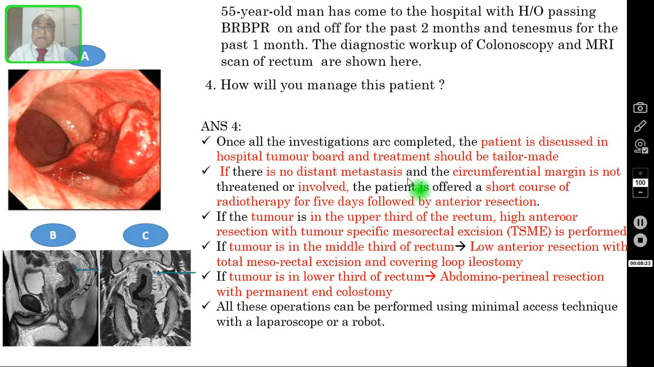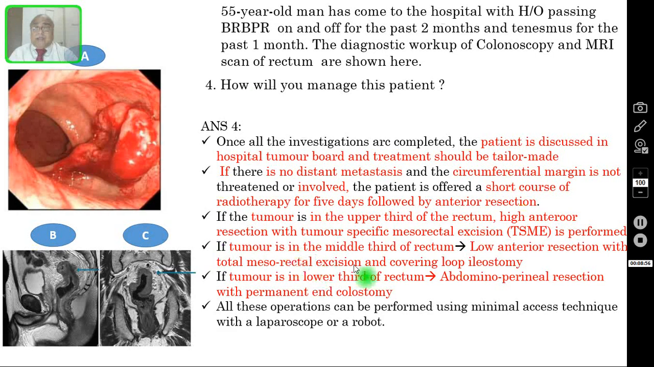If there is no distant metastasis and the circumferential margin is not involved, the patient is offered a short course of radiotherapy for 5 days that should be followed by the anterior resection. If the tumor is in the upper third of the rectum, we must do high anterior resection with tumor specific mesorectal excision also should be performed apart from the high anterior resection.